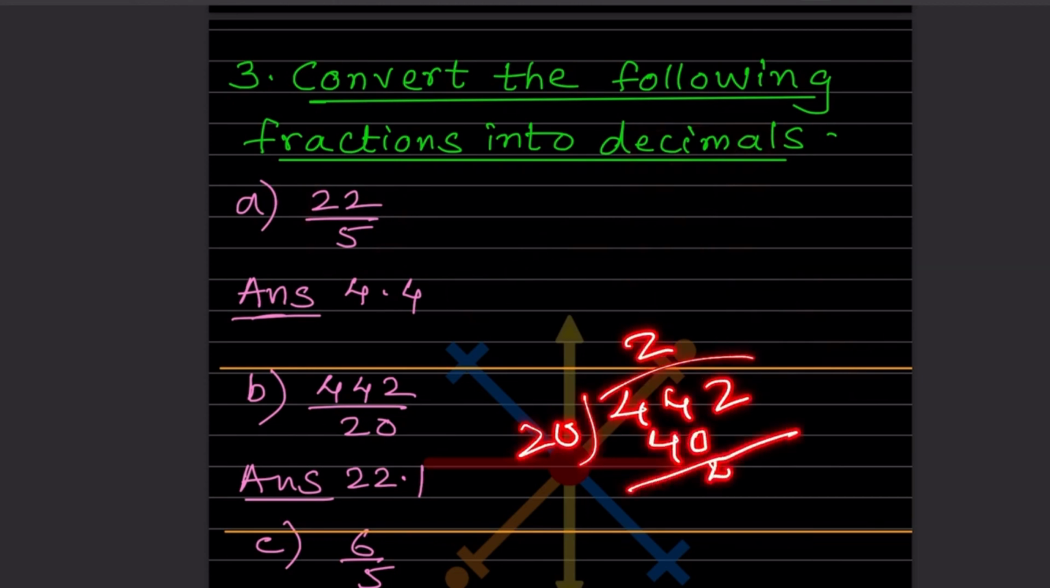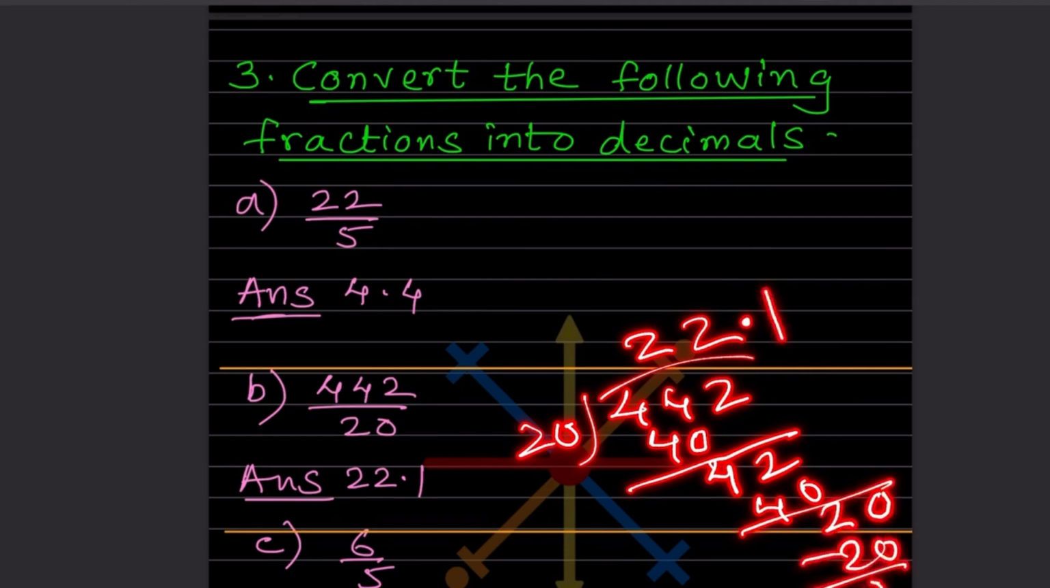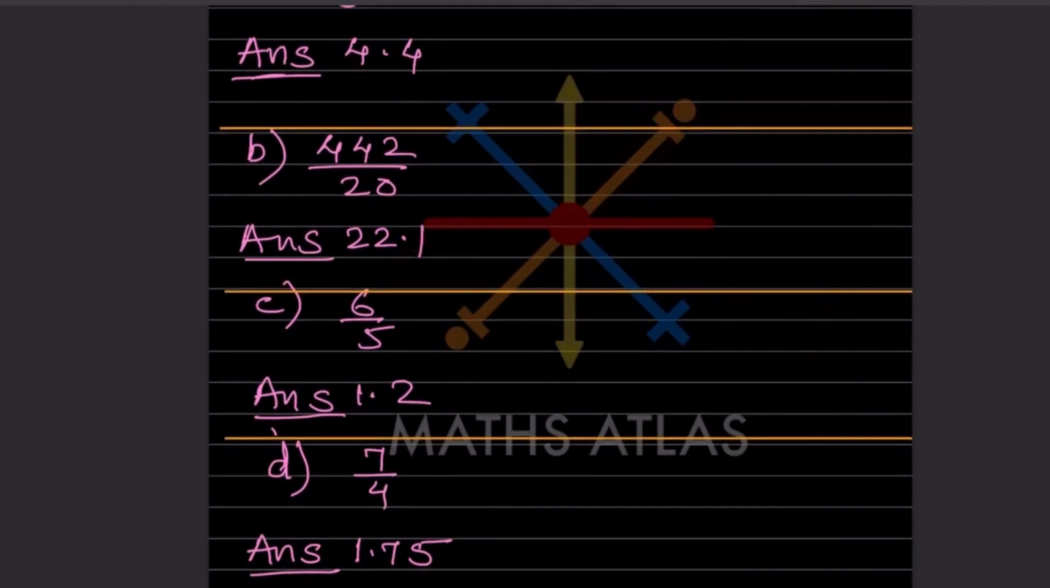Now again here 22 you will divide by 5, and 5 fours are 20, and here you get 2 remainder. So you are going to put 1 0. Since you put here 0, immediately you have to put here a point. So 5 fours are 20. So what is the answer? 4.4. Same you will do for this one.